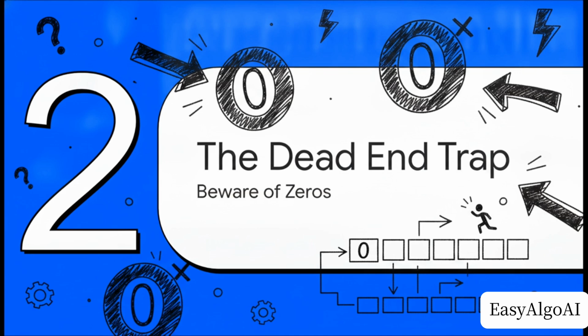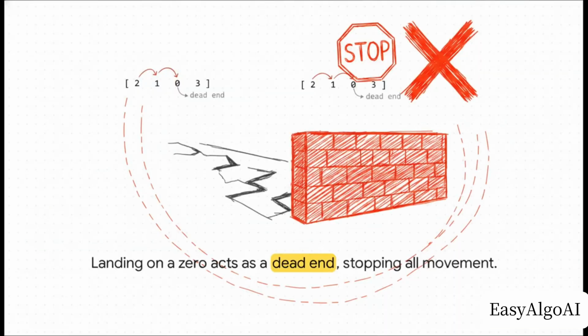Moving on to part 2, the dead-end trap. The true villain of our story here is the 0. When you're trying to jump forward, hitting a 0 is a literal dead end. Let's look at a new array, 2, 1, 0, 3. If you jump from the 2 to the 1 and then from the 1 to the 0, well, you're stuck. A 0 means your maximum jump distance is 0. You can't move. It completely ruins that nice intuitive forward path we just built.